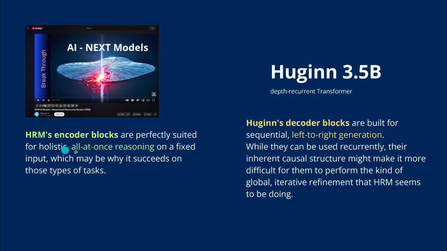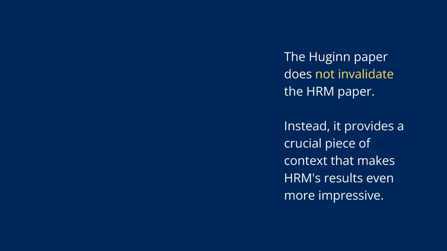And because we have bidirectional attention, these HRM encoder blocks are perfectly suited for all-at-once reasoning. Remember, we were doing Sudoku and chess. So we have a complete configuration. With one view, we see the complete chessboard and we have a complete understanding of the system. Here, on the Hugging decoder blocks, we only have left-to-right generation. We have an autoregressive token generation. So, extremely limited. But I want to be clear, the Hugging paper does not invalidate the HRM paper.